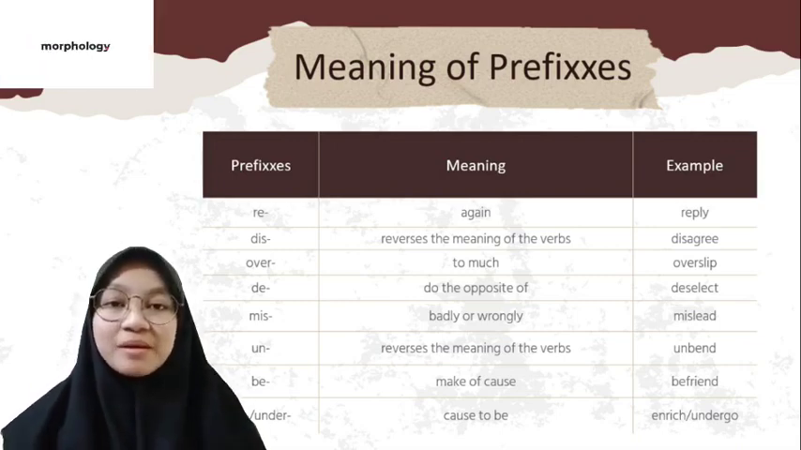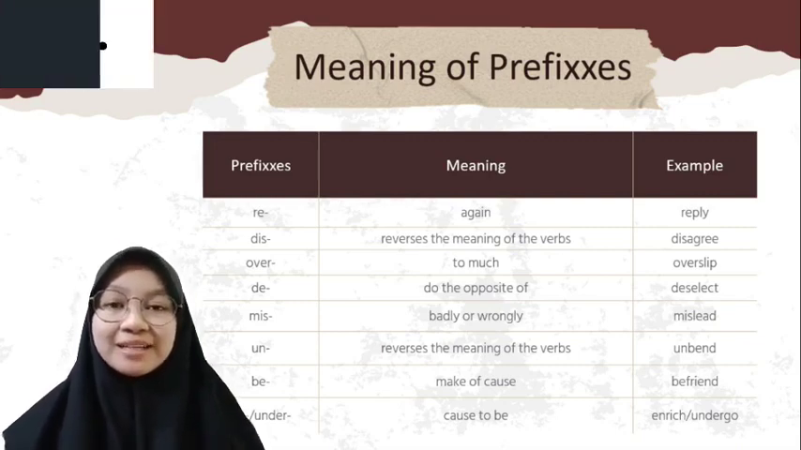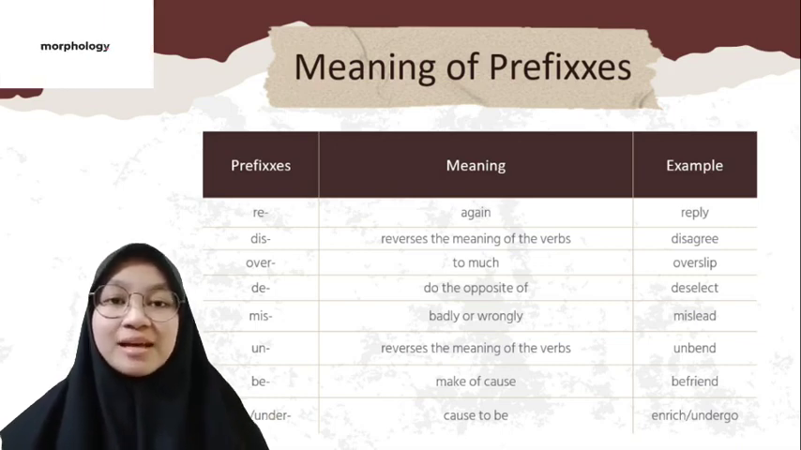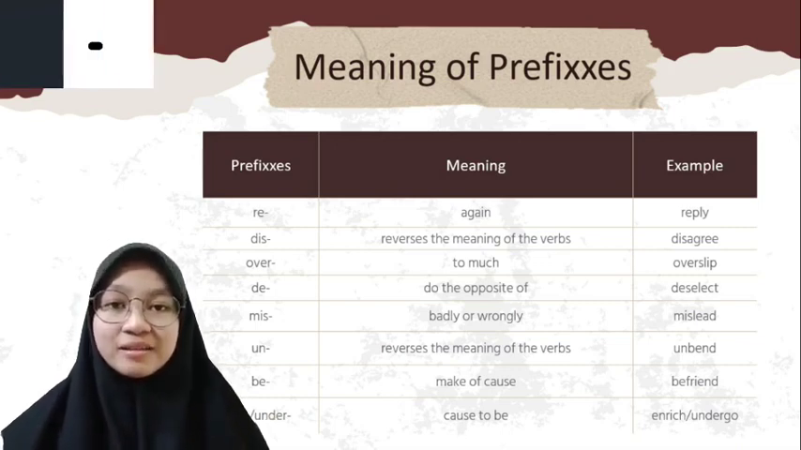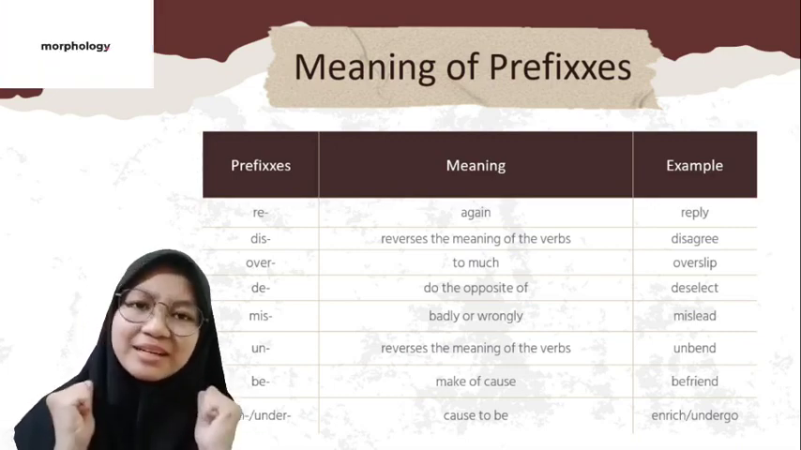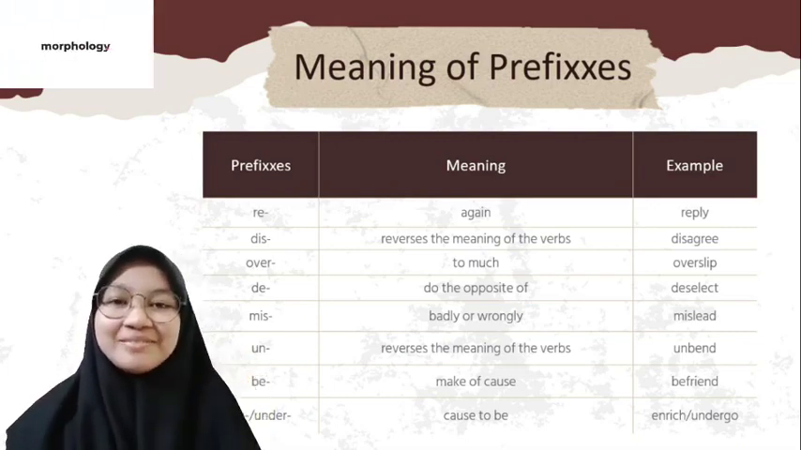Next is be. Be means make or cause. For example, befriend. In the sentence, go and try to befriend them. Next are en and under. Both mean cause to be. For example, enrich. In the sentence, the trip allows her to enrich her knowledge. And an example of under, undergo. In the sentence, if you undergo something scary, call me immediately.